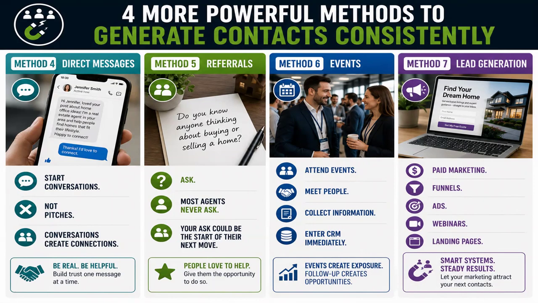You guys, make sure you understand the power of this and make sure you start to teach other agents the power of this. Ask. Most agents don't. Your ask could be the start of their next move. People love to help. Give them the opportunity to do so. Method 6 is events. Attend, meet, collect information, enter CRM immediately. Get back with them. Hey, we just met 5 minutes ago. Just want to let you know, hey, let's do something great together.